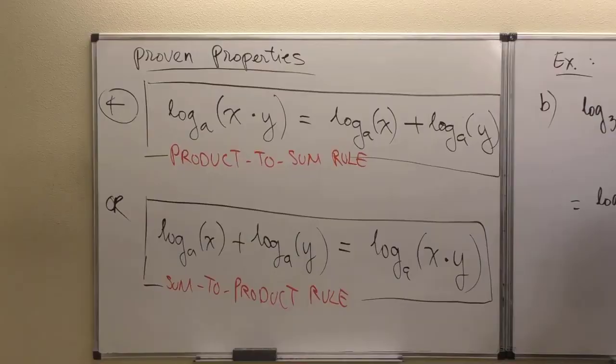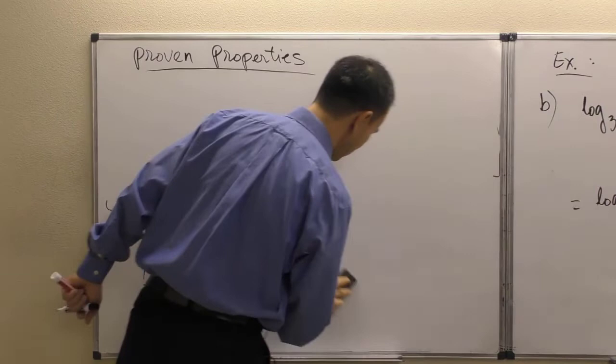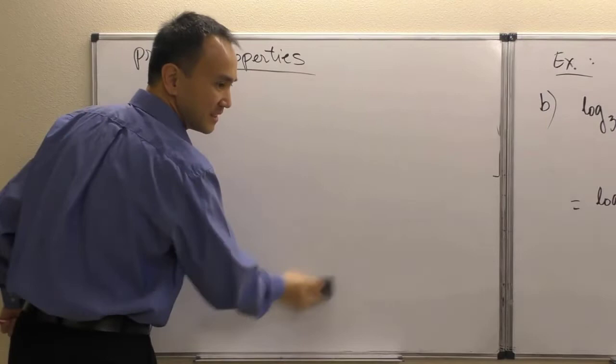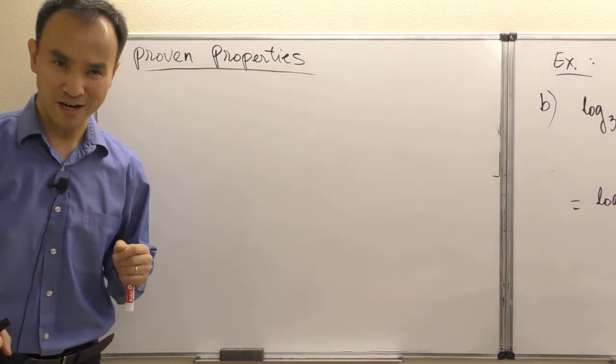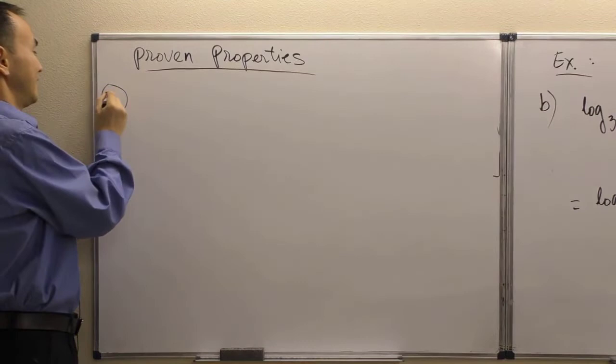So now, let's write down rule number 5, another proven property. Just earlier we've learned about product to sum or sum to product. So we also have the quotient, and then we have the difference of two logs. Let's see how these properties are written right here.